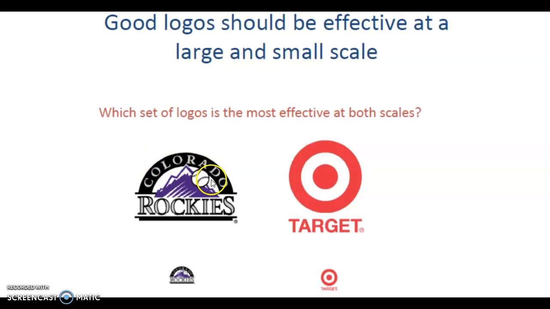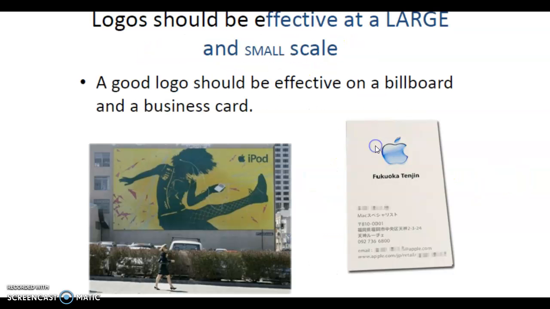What makes the Rockies one not as effective at the small scale? It's ugly. Let's be more specific. I don't like it. It's hard to see what it is. It's hard to tell what it is at the small scale, right? It's hard to read it and see, like, that it's a baseball and a mountain. You can't even read the Colorado on it. So making sure that they're effective both at small and large scales is important. You know, your logo might be on a business card, or it might be on a billboard. You want it to be effective in any place that you put it at.